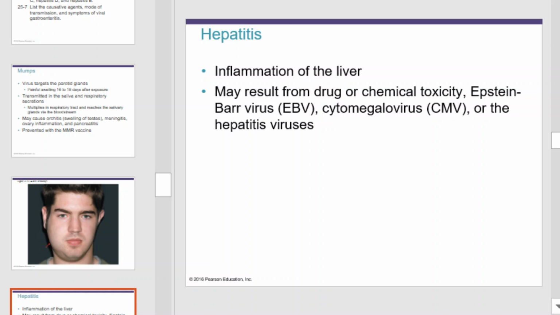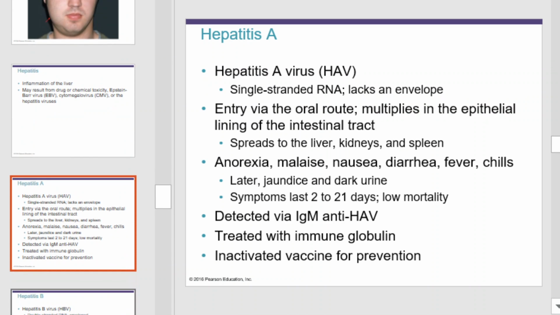Hepatitis is inflammation of the liver. It may result from drug or chemical toxicity, Epstein-Barr, cytomegalovirus, or the hepatitis virus. Hepatitis A, or HAV, is a single-stranded RNA virus which lacks an envelope. It typically enters the body via the oral route, multiplies in the epithelial lining of the intestinal tract, and spreads to the liver, kidneys, and spleen.